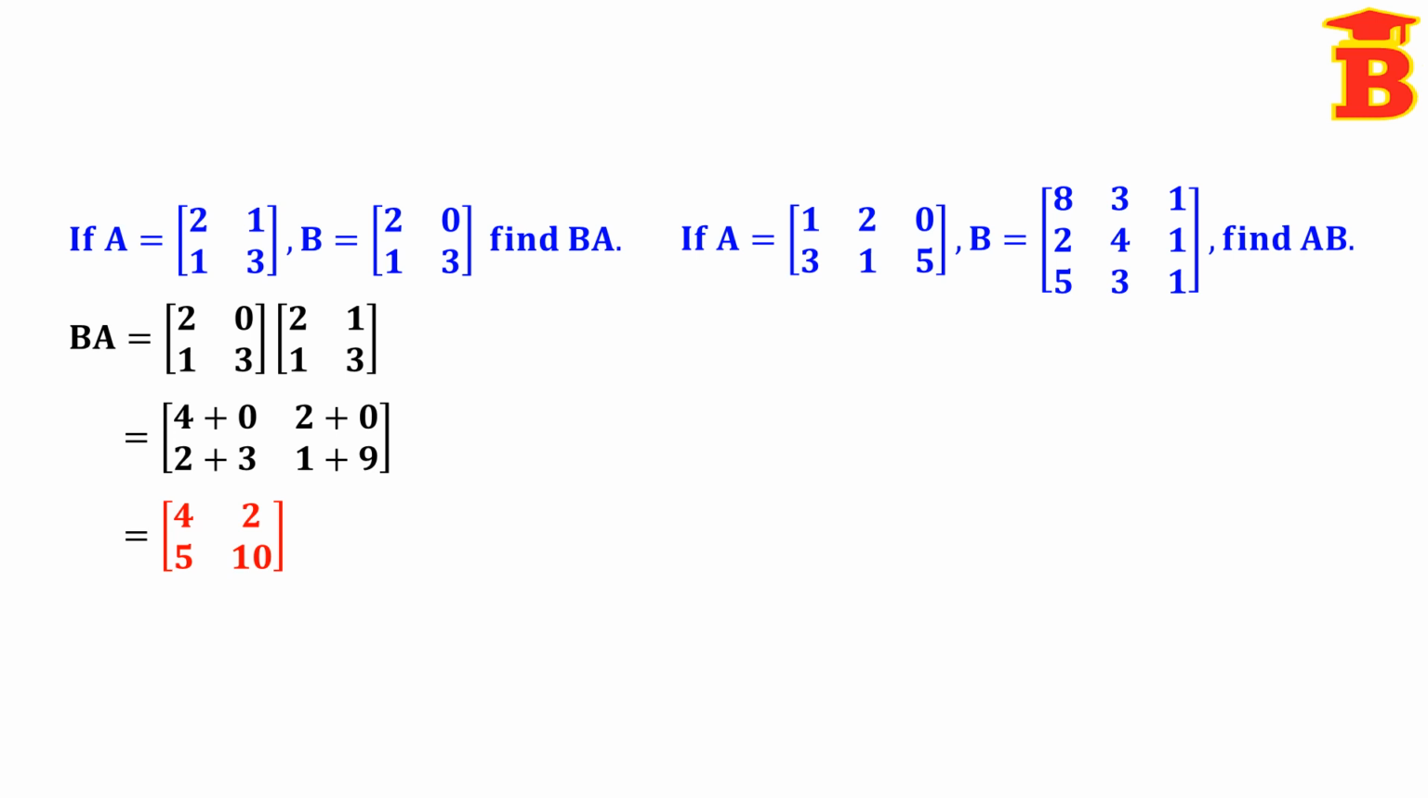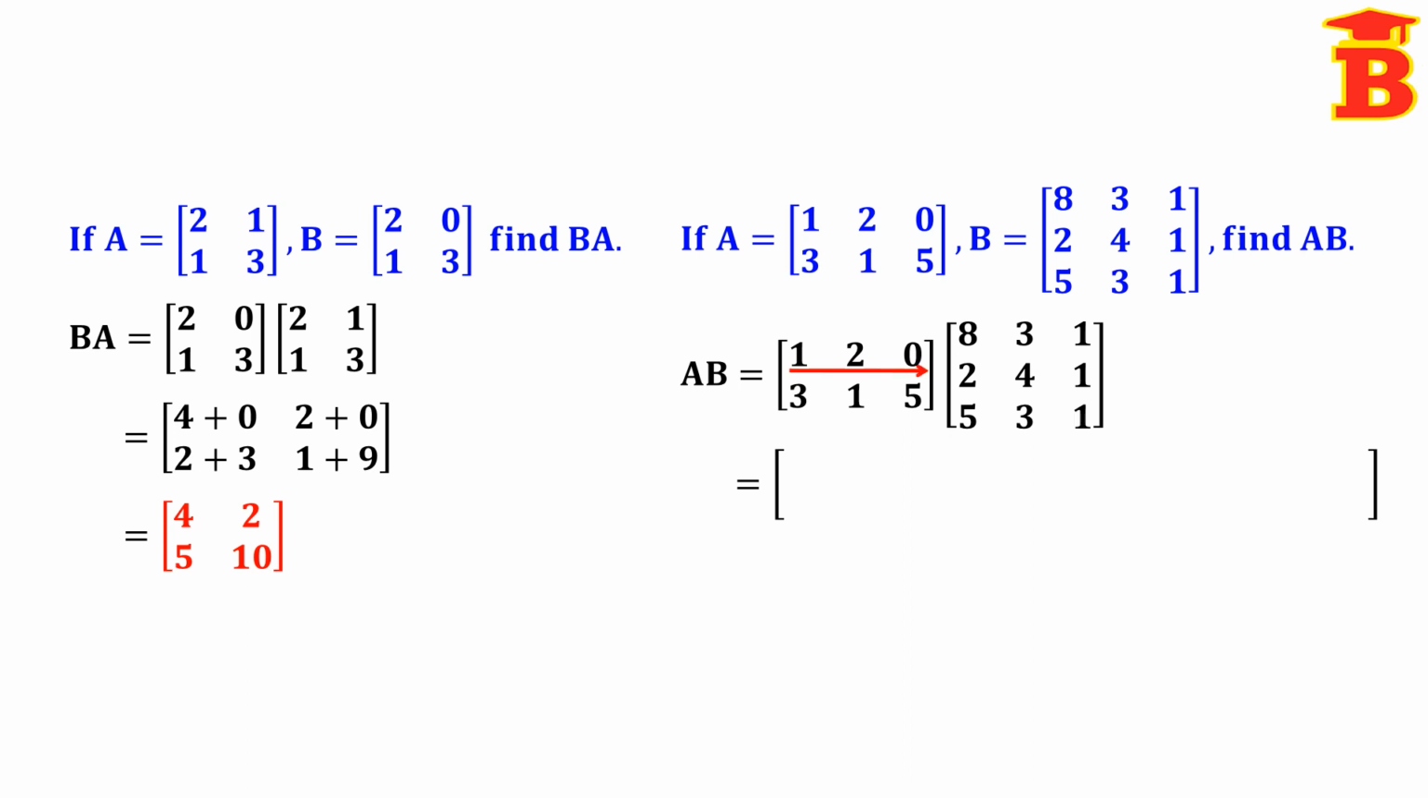Similarly, next problem, A matrix B matrix given, we have to find AB. So now AB equal to, write A matrix first, that is 1 2 0 3 1 5, into B matrix next, that is 8 3 1 2 4 1 5 3 1. So we have to multiply these two matrices. We follow row by column method.